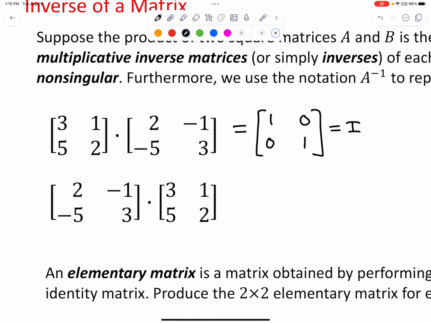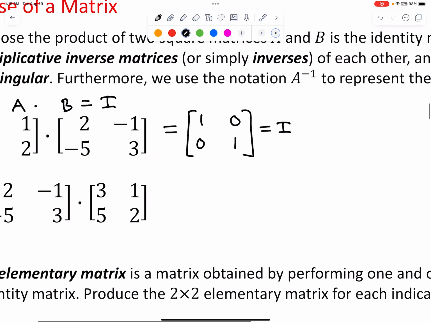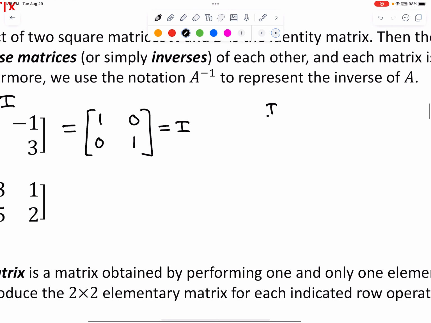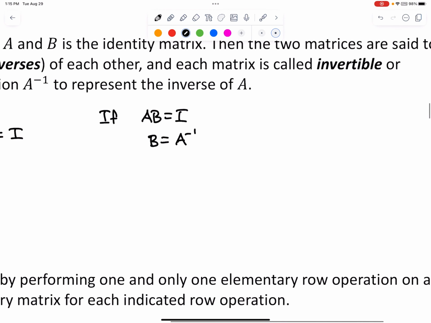So if we have a matrix A times a matrix B, and that produces the identity matrix, this is the case where we say that A and B are multiplicative inverse matrices of each other, or simply inverses. So if A times B is equal to the identity matrix, then we can say that B is the multiplicative inverse of A. So we write it's equal to A to the minus 1. So in general, we have the following statement: A times A inverse will always give you the identity matrix.